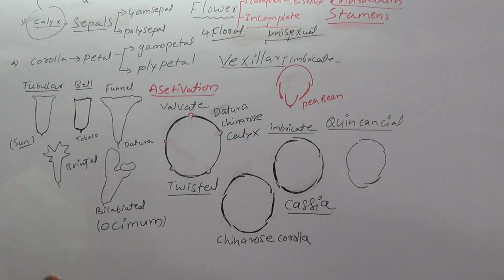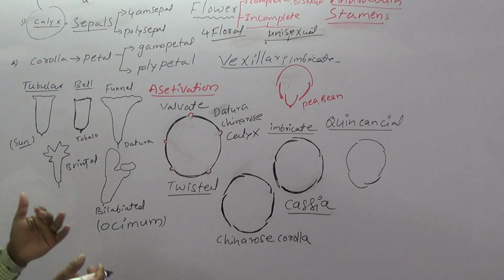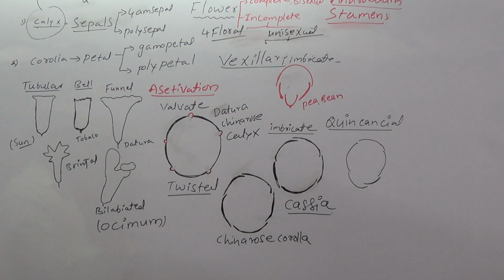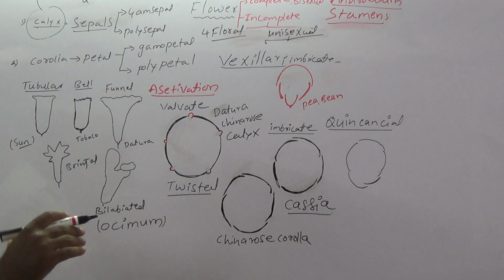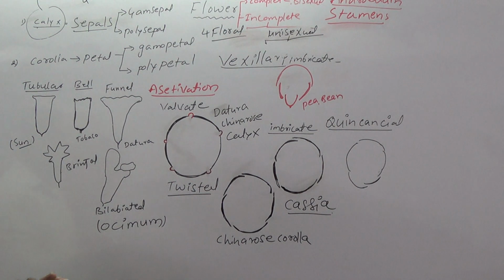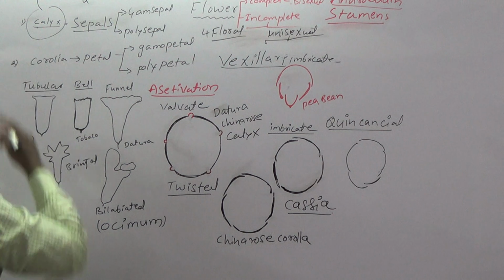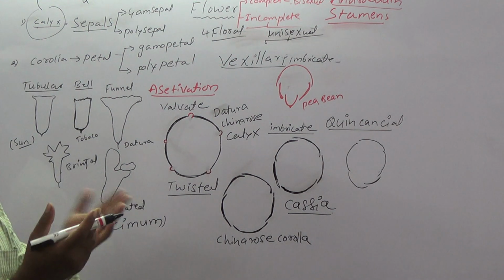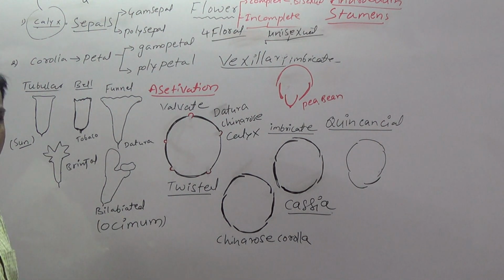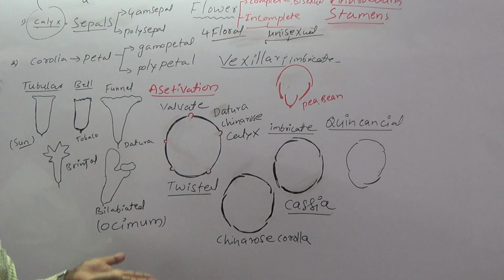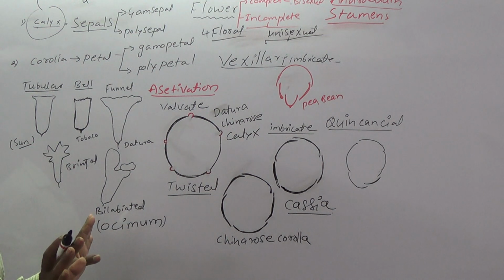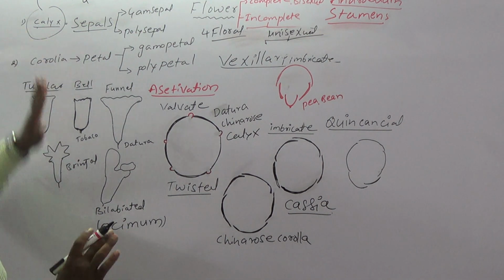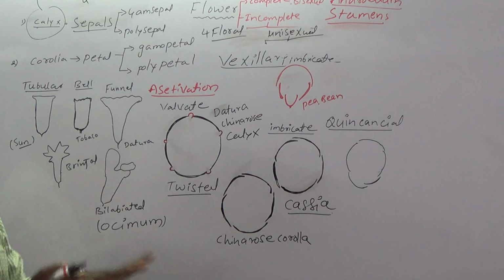Generally calyx falls before or after fertilization. If a question is asked, what is the life period of the calyx? Generally the calyx falls either before or after fertilization. But in some plants the calyx is persistent. Where is the persistent calyx commonly reported? Are you clear?